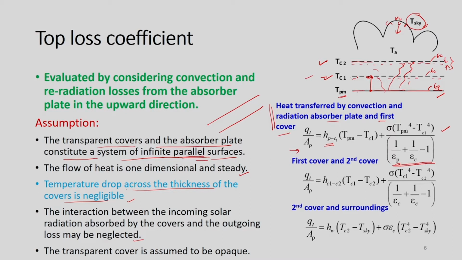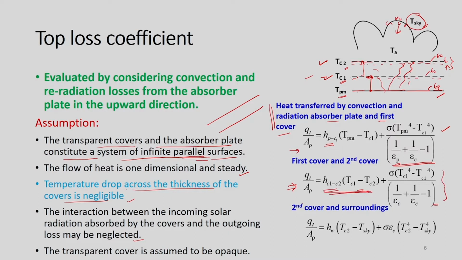And if we are interested to calculate the rate of heat transfer from glass cover 1 to glass cover 2, then we have to use this equation, right. So, this HC1 to HC2 is the heat transfer coefficient, multiplied by TC1 minus TC2. Since heat exchange is between these two plates, this is the radiative component and this is the convective heat transfer part.